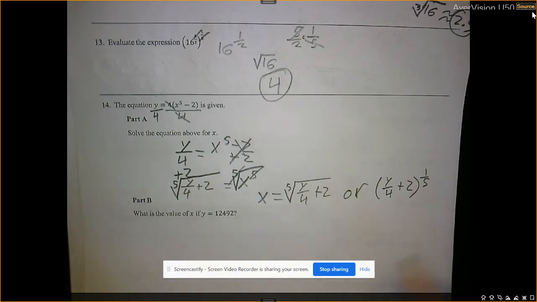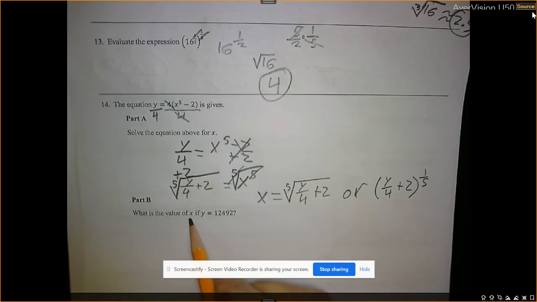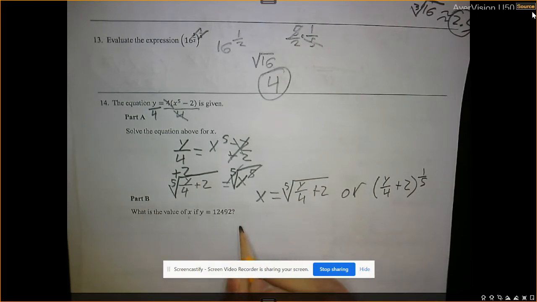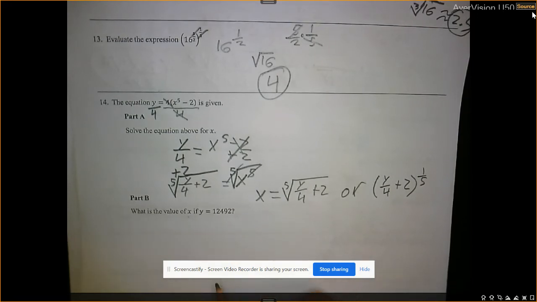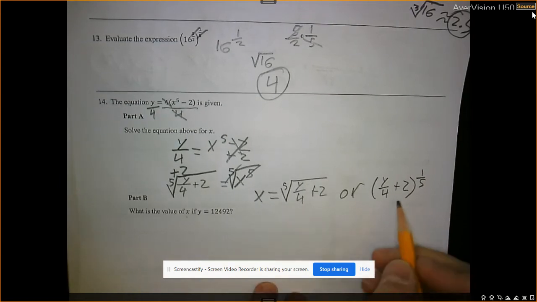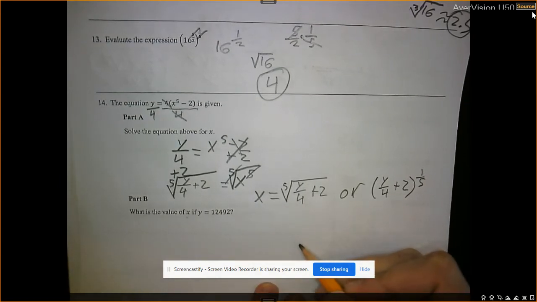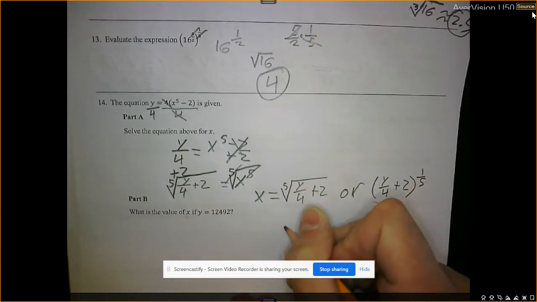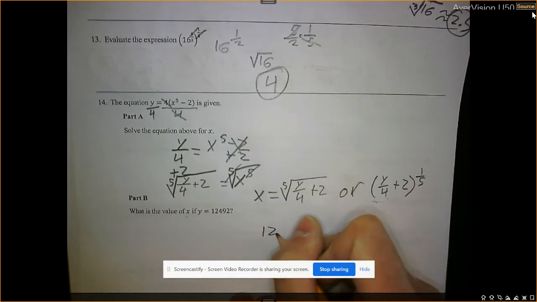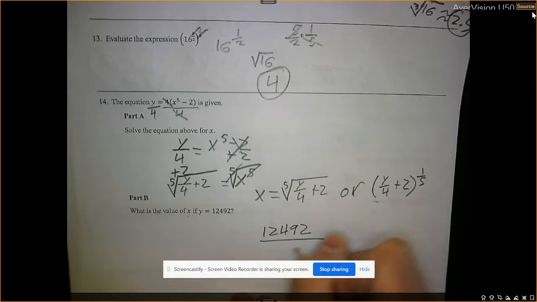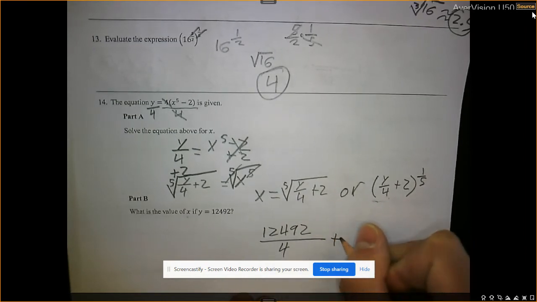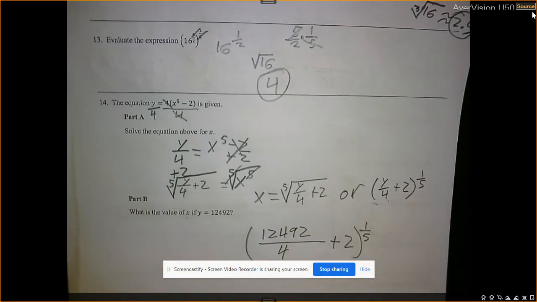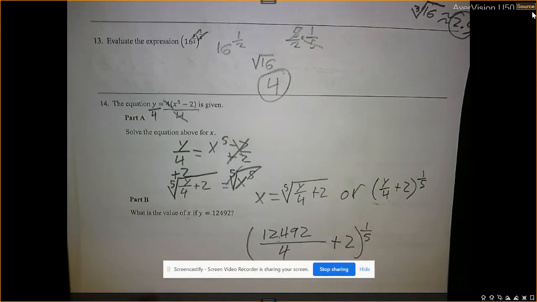And then finding the value of x if y equals 12,492, all you have to do is plug this in for y. In your calculator, this will probably be the best way to do it. So I'm going to replace the y with 12492, that is over 4 plus 2, and this is all going to be to the 1/5, or taking the 5th root of it. So I'll go ahead and do this part in my calculator.